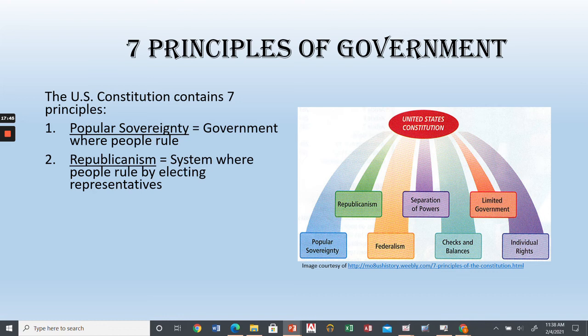2, republicanism. This just sort of describes how the people are going to rule. And the people here are going to rule by electing representatives. The people are going to elect representatives. That's how they're going to rule in our government.